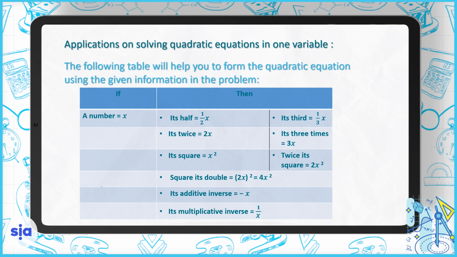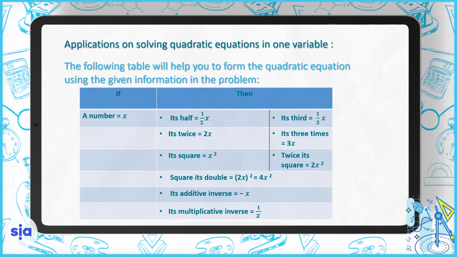If we say it's half, so it's half x. If we say it's third, so it's 1 over 3 x. If we say it's twice, so it's 2 times x. If we say that it's 3 times, so it's 3 times x. If the question says it's square, means x power 2. If the question says twice its square, so it's 2 times x power 2.